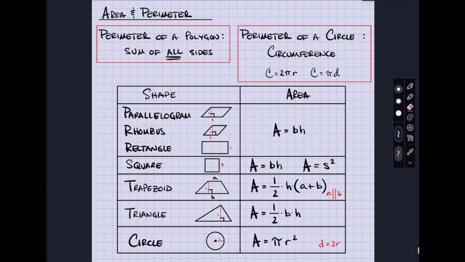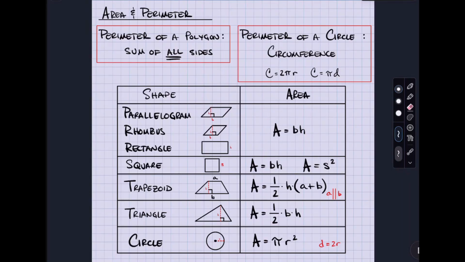On your Desmos, pi is actually a button. You don't have to approximate it to 3.14, or 22/7. Only if the problem asks you to, then use those approximations. If not, actually use the pi key. The more decimal places you go, the more accurate your answer is. So there are some areas right there.